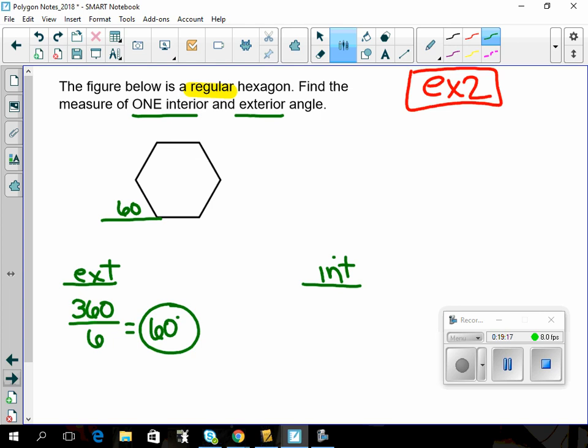Good. Now find the inside angle. One interior. What did we do? We took whatever we just found and subtracted it from 180. Yeah. They're a linear pair. So the inside angle is 120. That makes sense in the picture, doesn't it? It made a line. That's good.